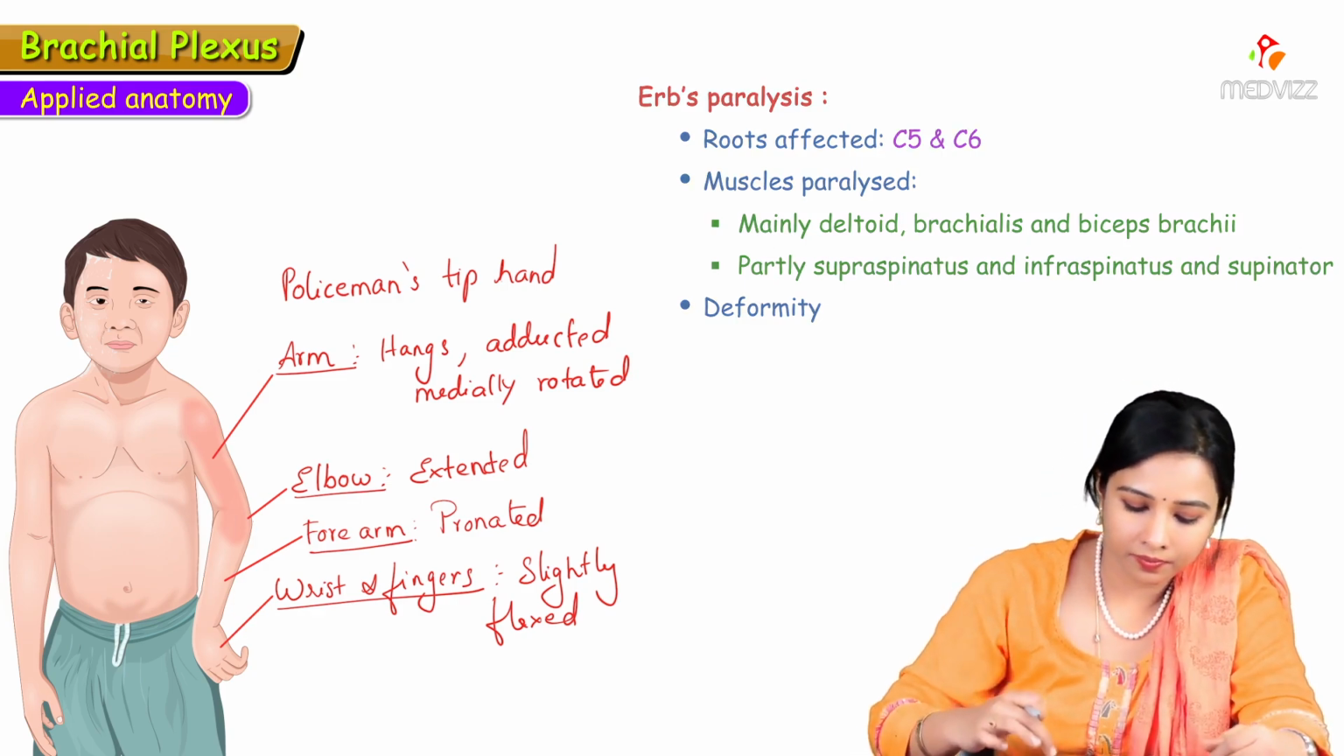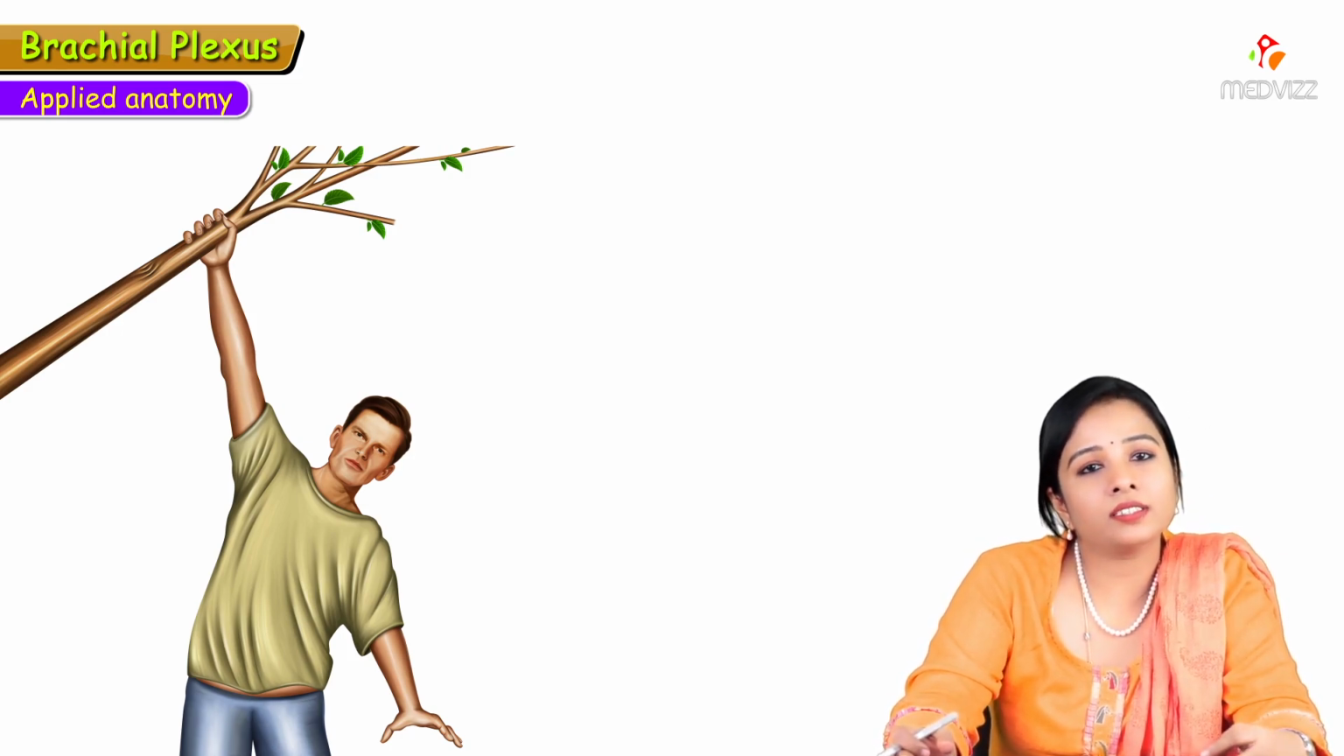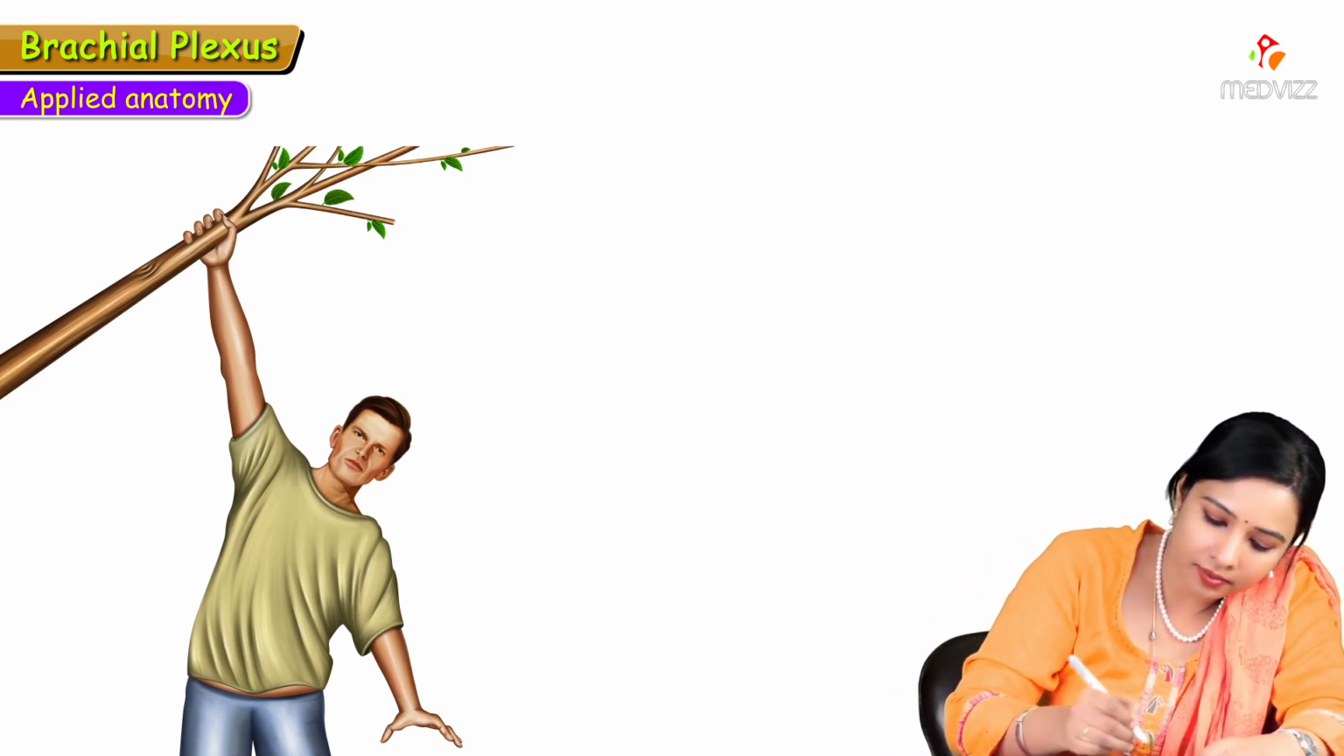The next condition associated with the brachial plexus is Klumpke's paralysis.